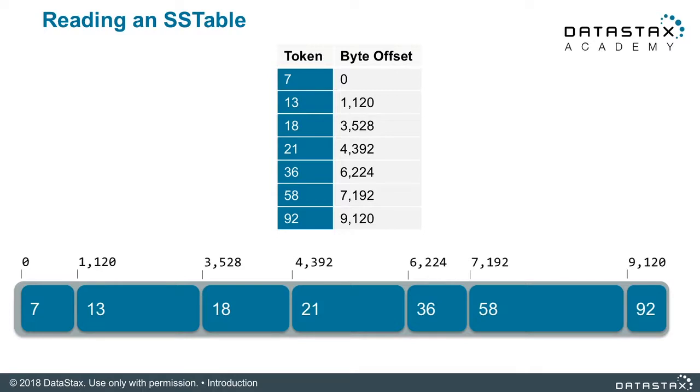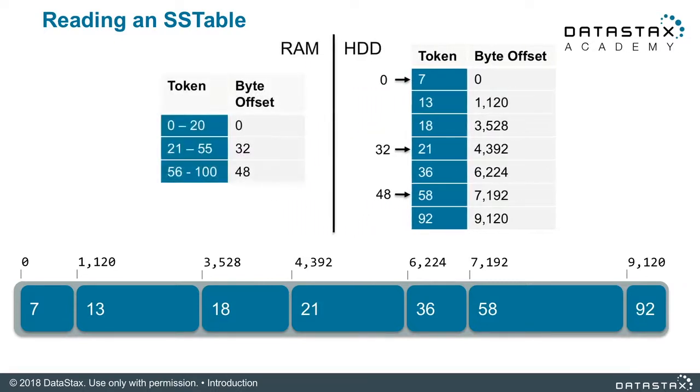The values we added to the left of the partition index are the byte offsets inside of the actual partition index. Assuming each record takes 8 bytes, the partition with a token of 7 starts at 0. In comes a read request. We're looking for a partition with a token of 36. That falls in the range from 21 to 55. So Apache Cassandra keys off of that byte offset 32 to actually do a lookup inside of the partition index, which is sitting on disk.